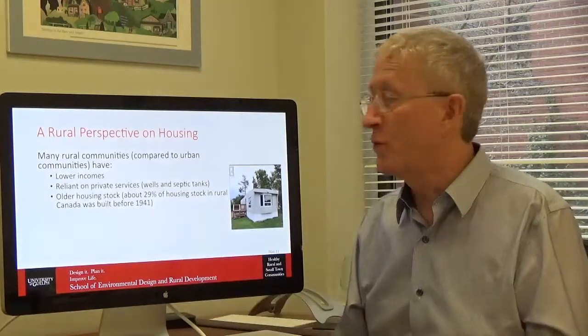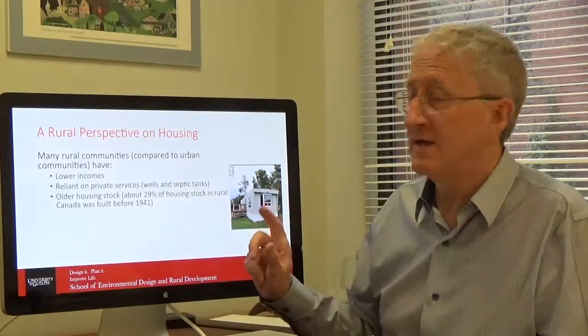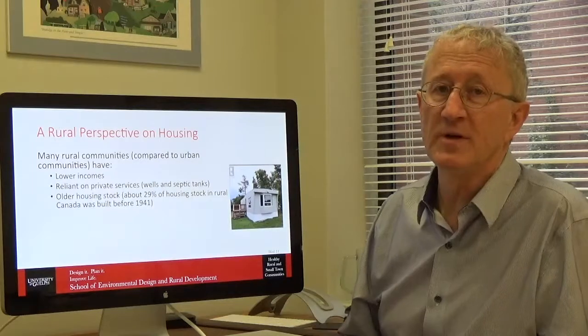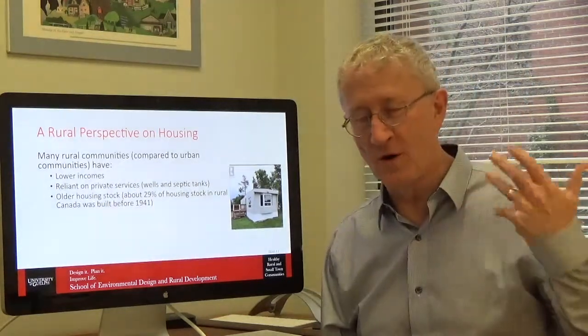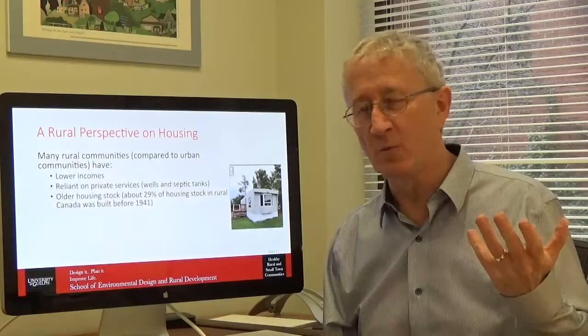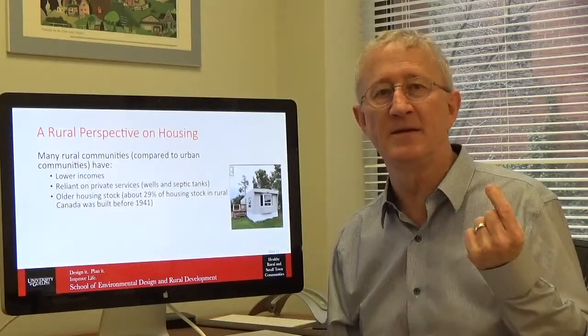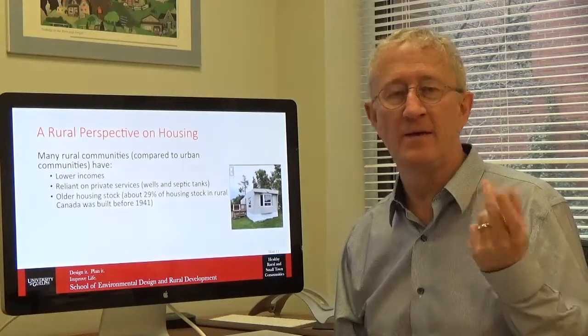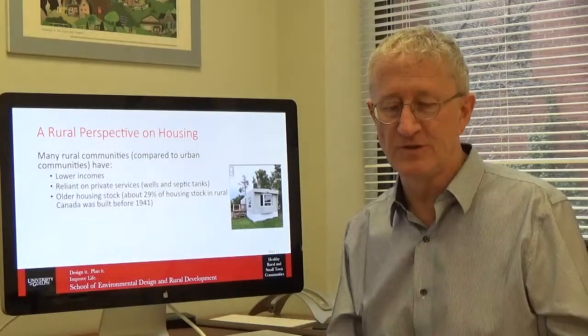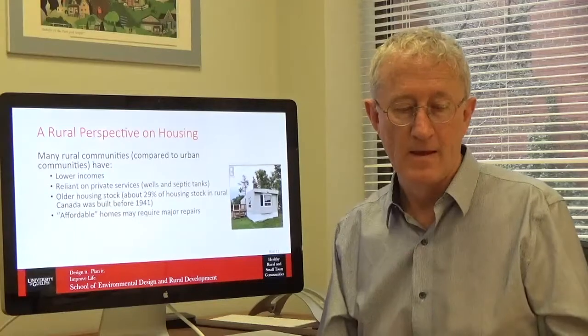Rural communities have an older housing stock. About 29% of the housing stock in rural Canada was built before 1941. And some of those older homes are nice, they were well built, but they would be lacking things such as proper insulation probably, and no doubt there could be other issues with ventilation and so on that can be problematic.